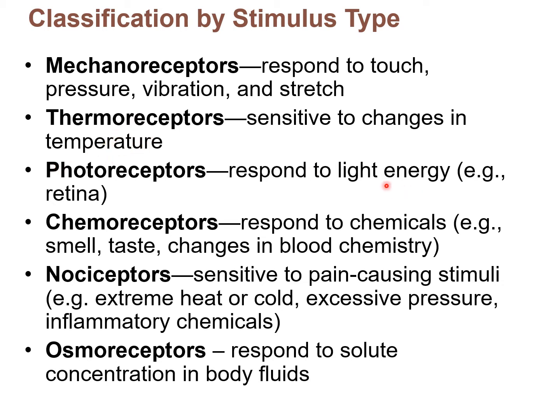Photo means light. Those are in the retina of our eyes. We have receptors that respond to light. Chemoreceptors respond to chemicals, so that would be your taste and smell senses. Nociceptors for pain. I wouldn't worry about osmoreceptors.